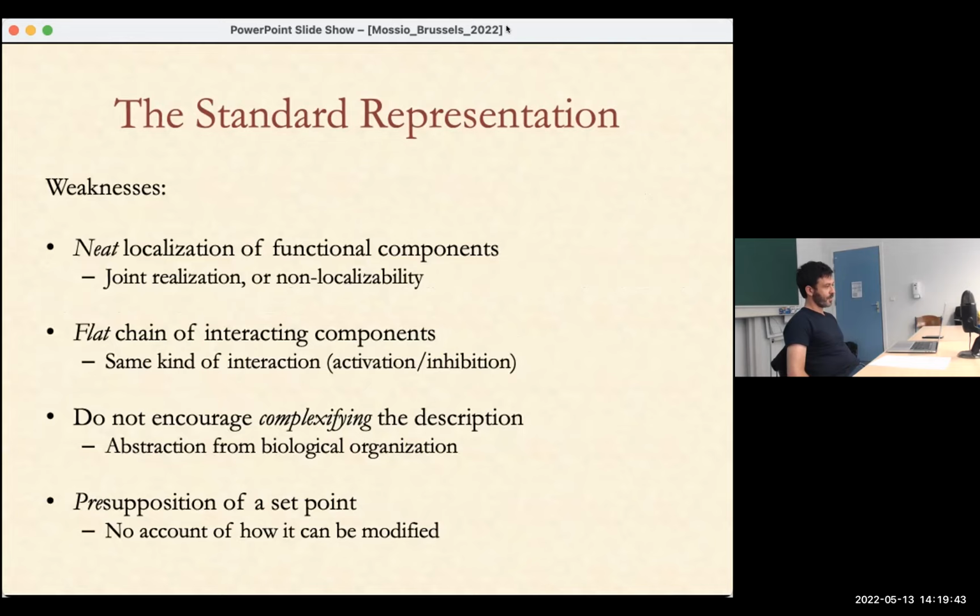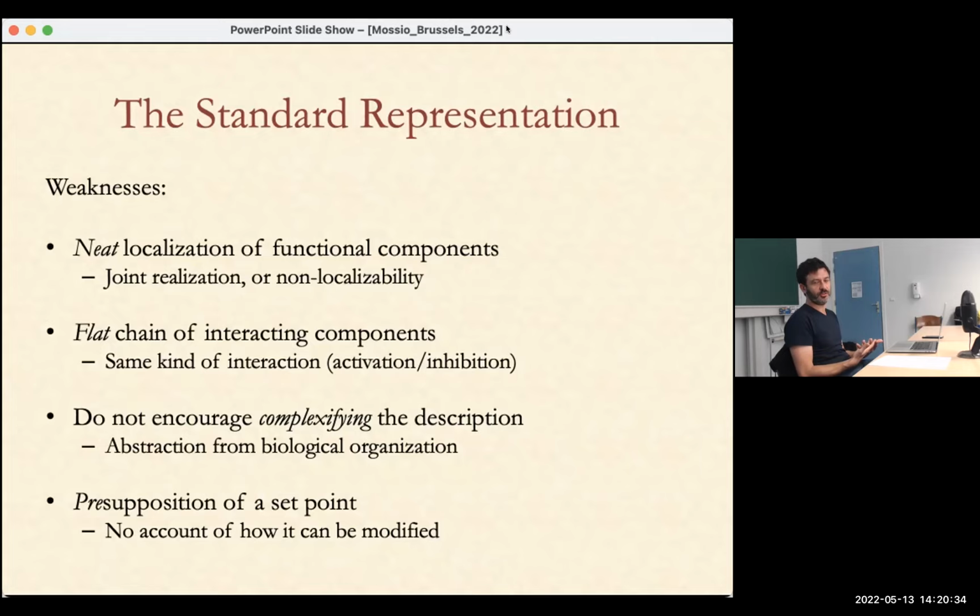One is that most of these papers tend to ascribe functions in a neat way. So each structure tends to play a specific function. The problem with that is that we do not see in these models a specific attention to the fact that most functions are actually jointly realized by many structures, and also that some of them are not really localizable. So we don't know where such a function is performed in the system.